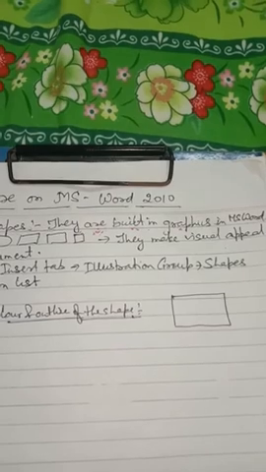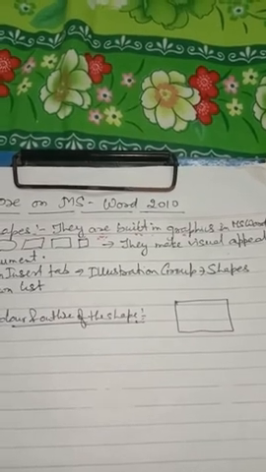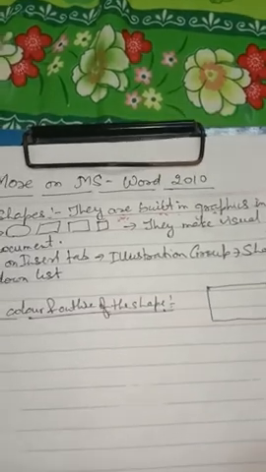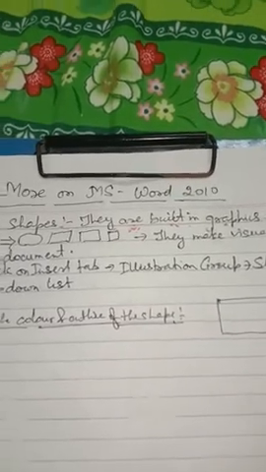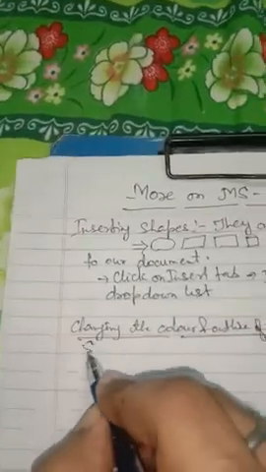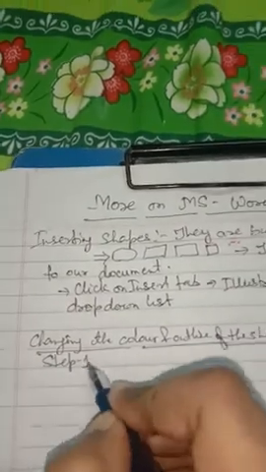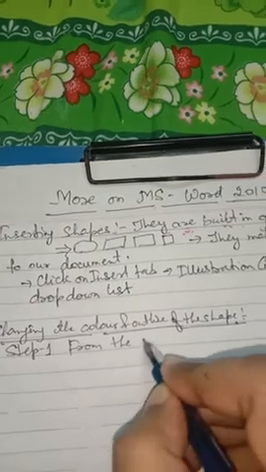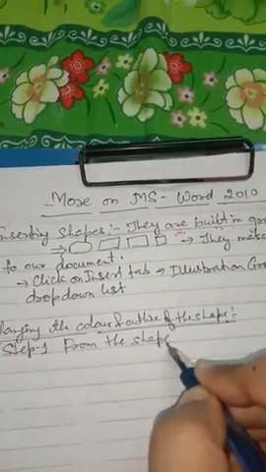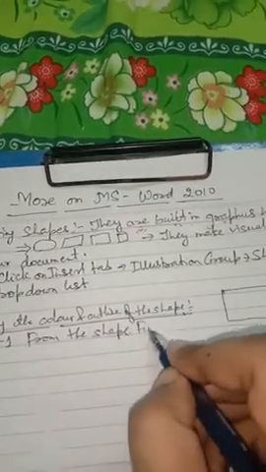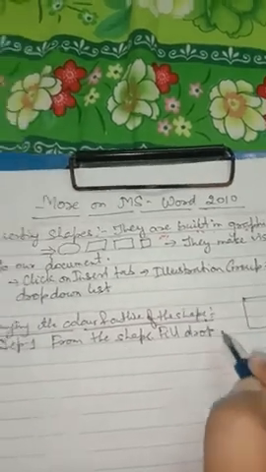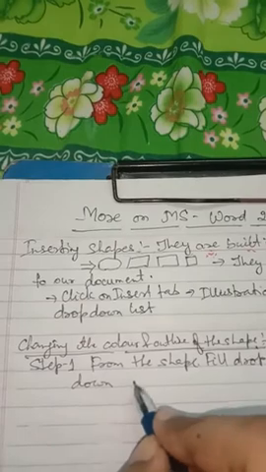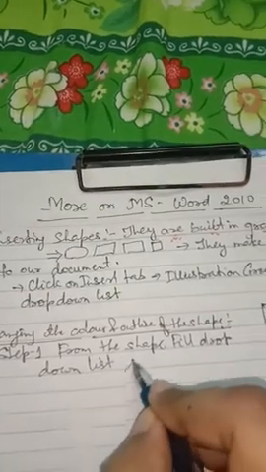So what we have to do for this, first of all, the first step that we have to do over here is that from the shape fill drop down list, we have to select a color.